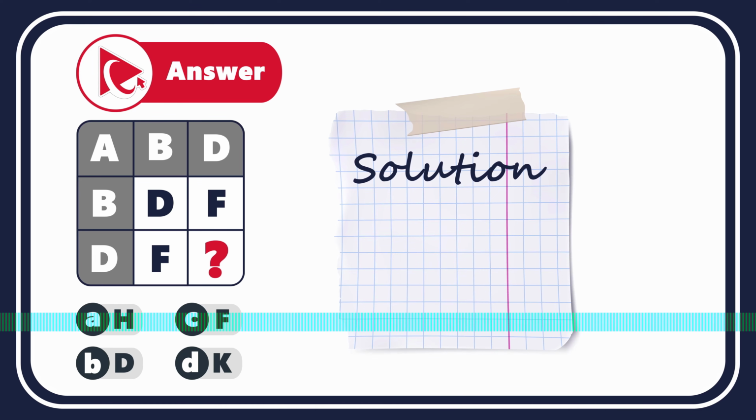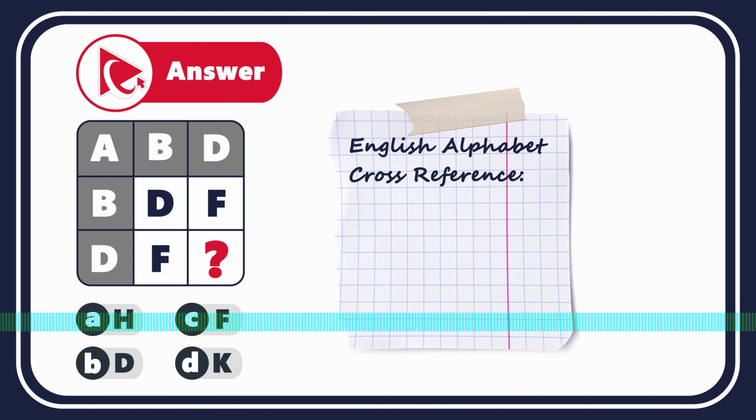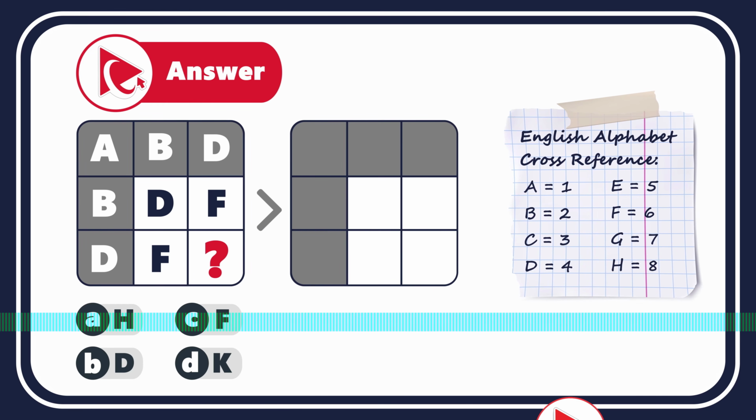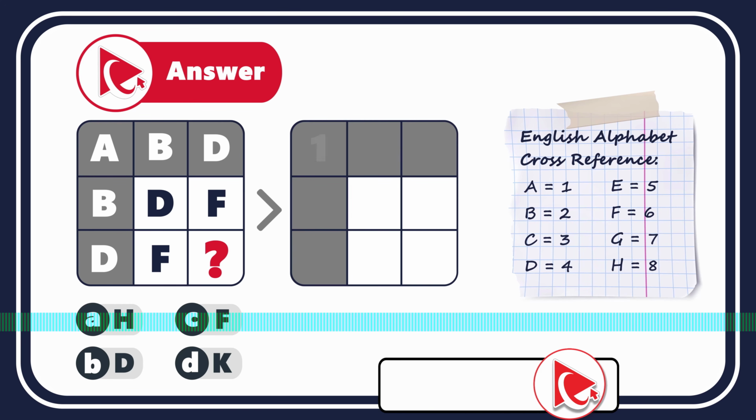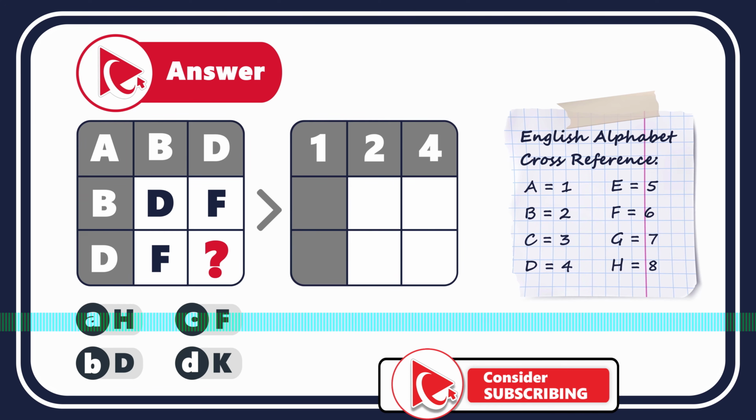To answer this question correctly, let's look at our matrix from a little different dimension. Each letter here corresponds to a specific place in the alphabet, which can be represented by a number. For example, letter A equals 1, letter B 2, C 3, and etc. If we follow this logic, we can replace all letters in all 3 rows with numbers. So for the first row, the numbers will be 1, 2, and 4. For the second row, the numbers would be 2, 4, and 6.